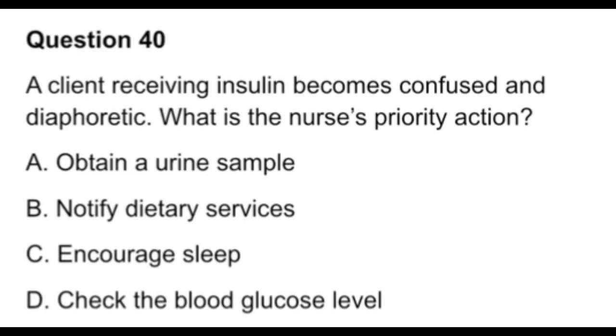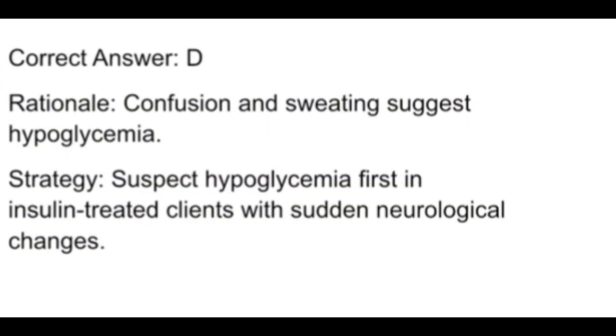Question 40. A client receiving insulin becomes confused and diaphoretic. What is the nurse's priority action? A. Obtain a urine sample. B. Notify dietary services. C. Encourage sleep. D. Check the blood glucose level. Correct answer: D. Rationale: Confusion and sweating suggest hypoglycemia. Strategy: Suspect hypoglycemia first in insulin-treated clients with sudden neurological changes.